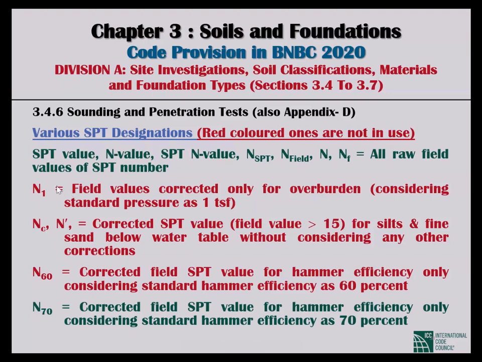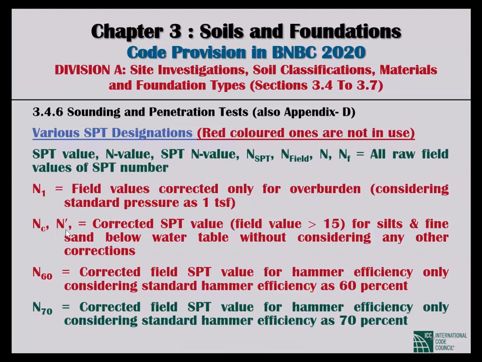So we could get terms like SPT value, N value, SPT N value, N SPT, N field, NF, all for raw field data. We could get N1, field values corrected only for overburden, considering one TSF load, nothing else. This is N1. This is also not used now.